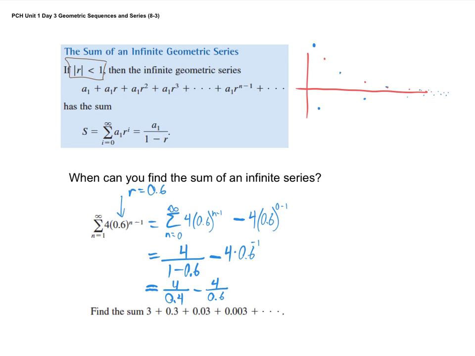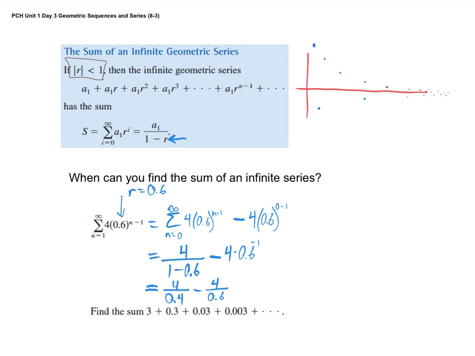Wait, how did you get the 1 minus 0.6 on the bottom? The bottom part of our formula is 1 minus r. Oh, okay. 0.6 to the negative 1 is 5 over 3. Oh, you're just talking about the 0.6 to the negative 1? Okay. Yeah, that's 5/3.